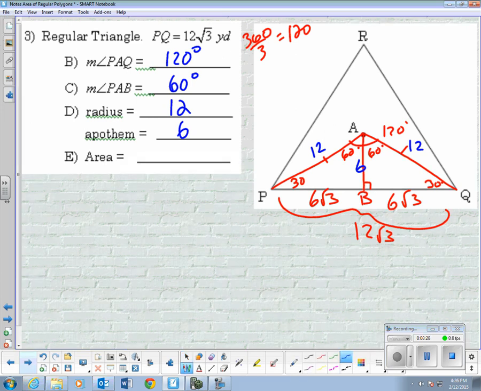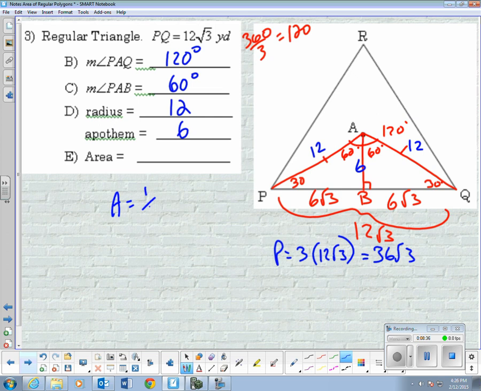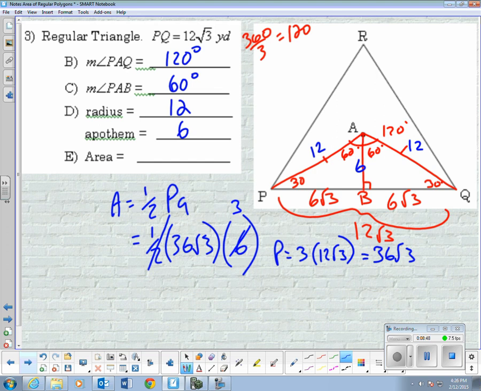So our perimeter is 3 times 12 square root of 3, which is 36 square root of 3. So our area is 1/2 PA, 1/2. My perimeter is 36 square root of 3. My apothem was 6. We can take 1/2 of 6 and make this 3. And so then when we work this one out, we get 108 square root of 3. And of course we have yards squared since this is area.